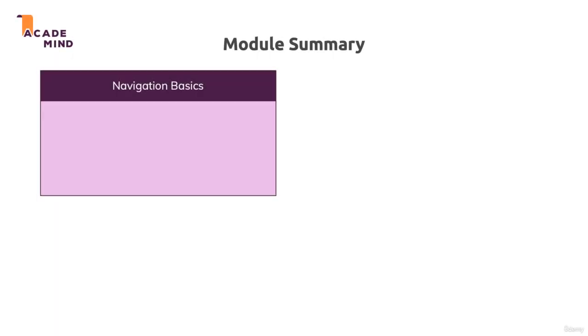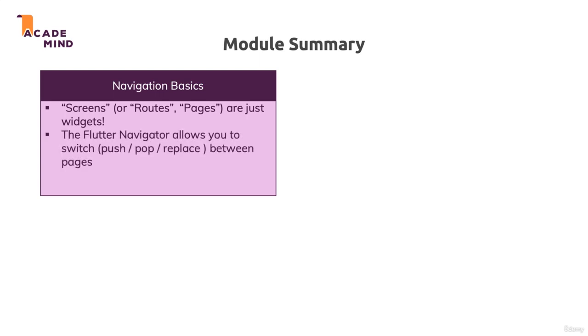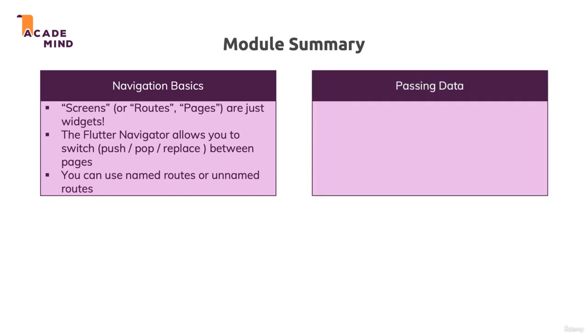And you learned all about the core basics there, like what screens, routes, pages, these are all just different terms for the same things, are that they are just widgets in the end, but widgets which you use to control the entire page or at least a significant part of it. That the Flutter Navigator allows you to switch between these pages with push, pop, and replace. That you can use named routes or unnamed routes. And of course that you can also pass data between these routes.